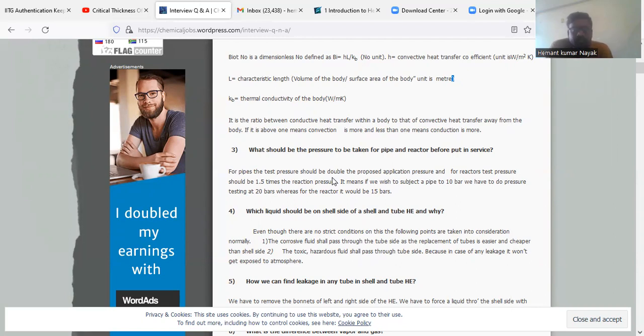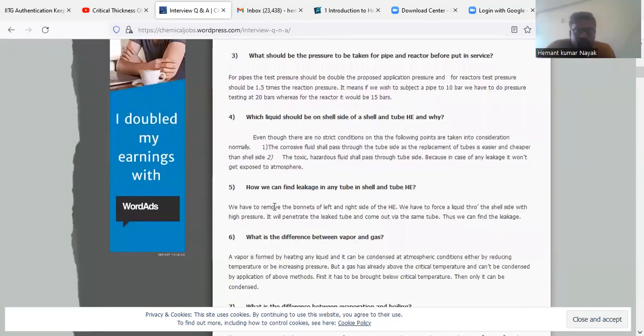And the next question is: which liquid should be on the shell side of a shell and tube heat exchanger and why? So we have a shell and tube exchanger, and then we have the shell and we have tubes. So we want to know which liquid should be on the shell side. For that, the answer is, even though there is no strict condition on this, the following points are taken into consideration normally. First, the corrosive fluid should pass through the tube side.